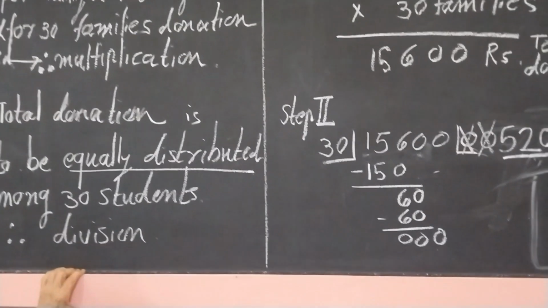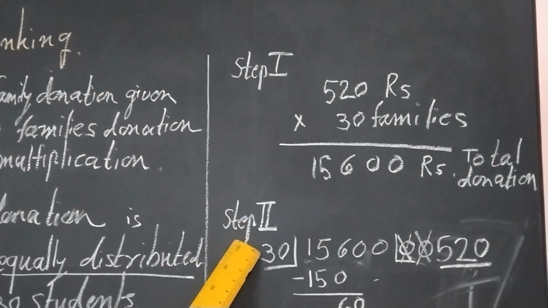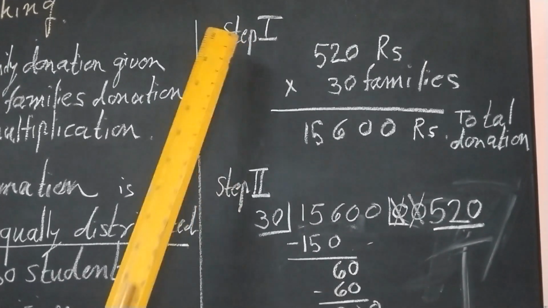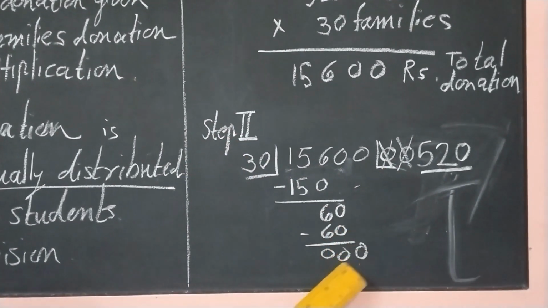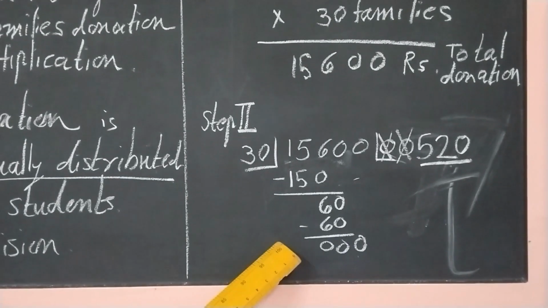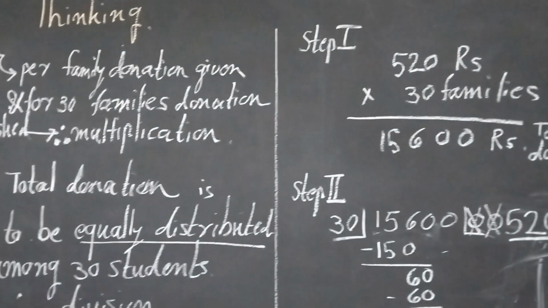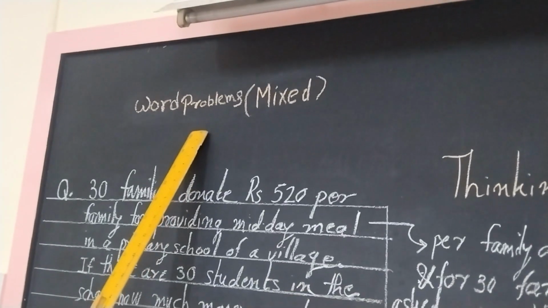So here you can see, Nani, there are two steps. The first step is of multiplication, the second step is of division, and hence naturally it comes under the mixed variety, that is mixed problems.